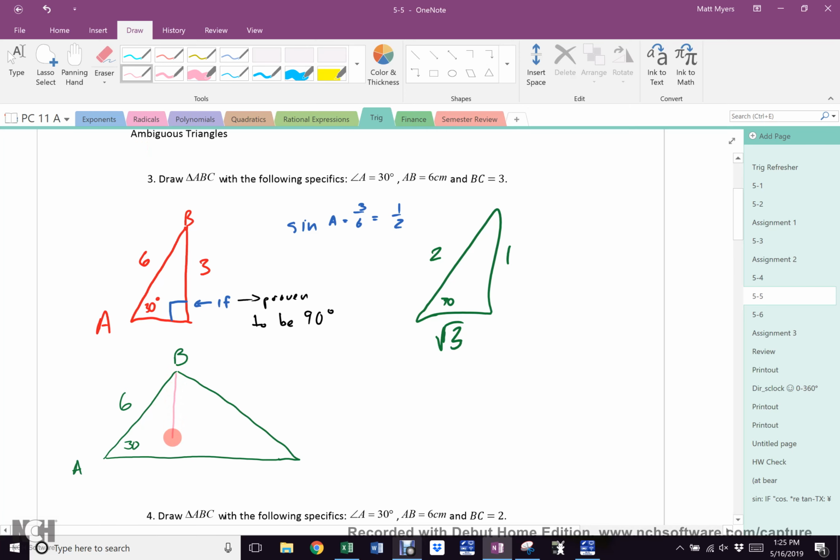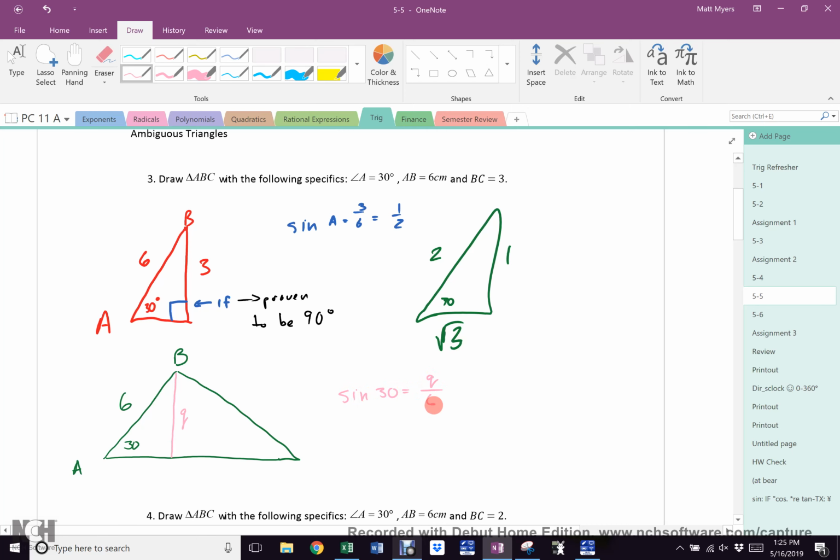I would drop this down here, yes? Right? And in your textbook, they call the altitude h for height. I don't like that. Why? Because it messes us up with hypotenuse, yes? So I use some other letter here. The letter I always like to use is Q because we never use Q. So there's my altitude, yes? Everybody agree?